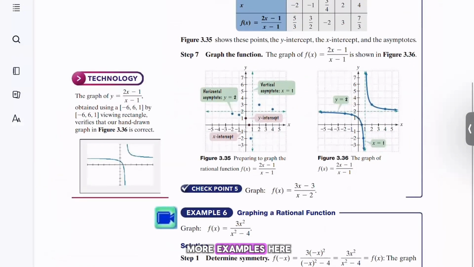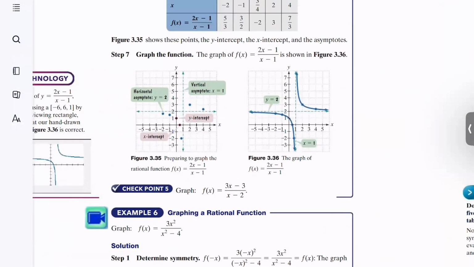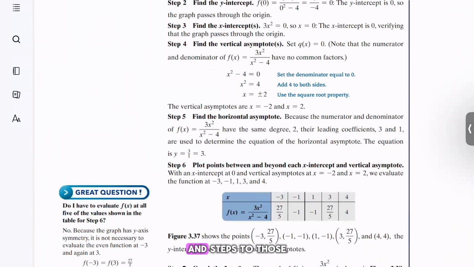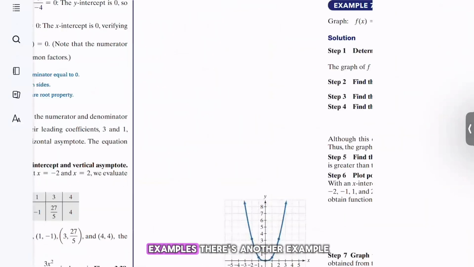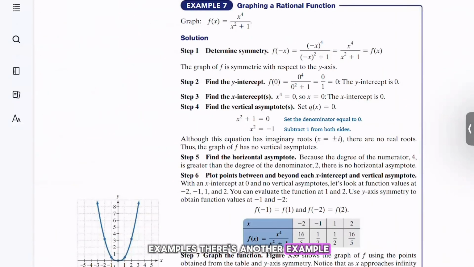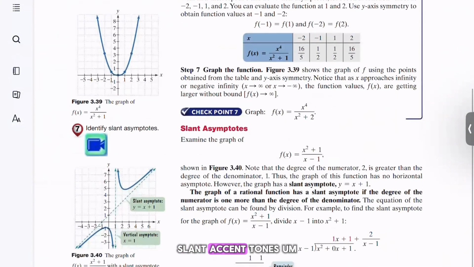All right. And then there are some more examples here, and steps to those examples. There's another example. Slant asymptotes.